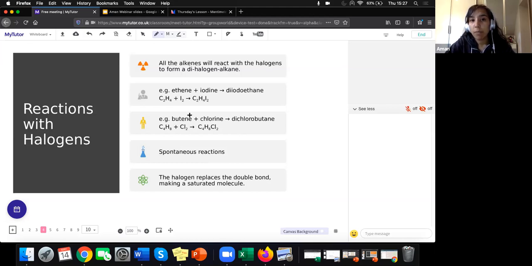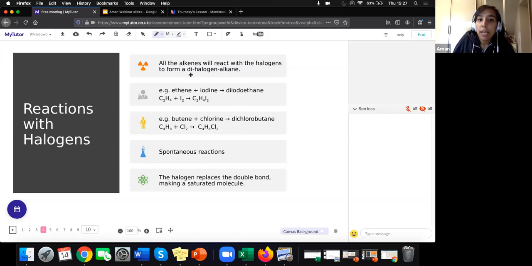So we've talked about incomplete combustion. When we talk about halogens, the only group that will react with halogens are alkenes. Alkanes will not react, and the reason for that is because of the carbon-carbon double bond. So you need to have that double bond for the alkene to be able to react with a halogen. And for all the exam boards, you need to know the reactions of the alkenes with 3 halogens, and they are iodine, chlorine, and bromine.